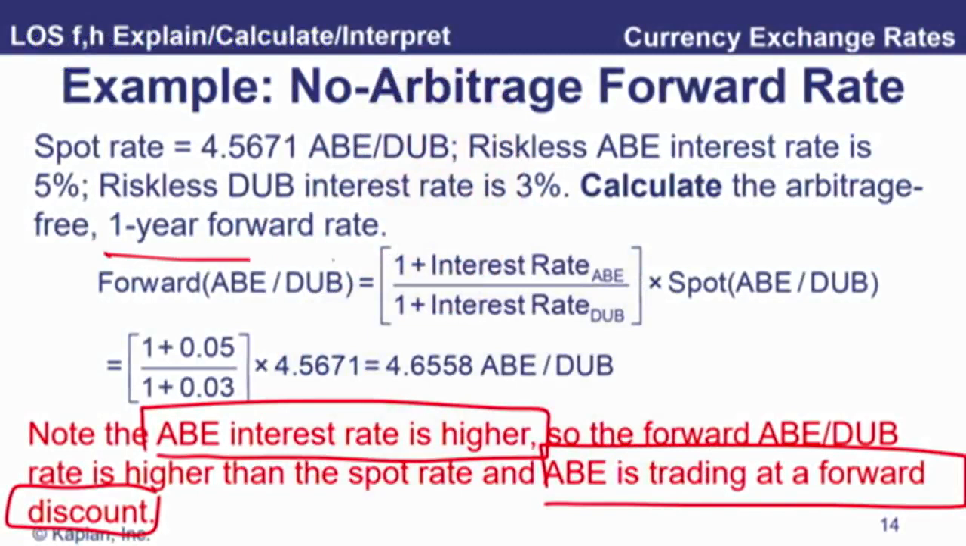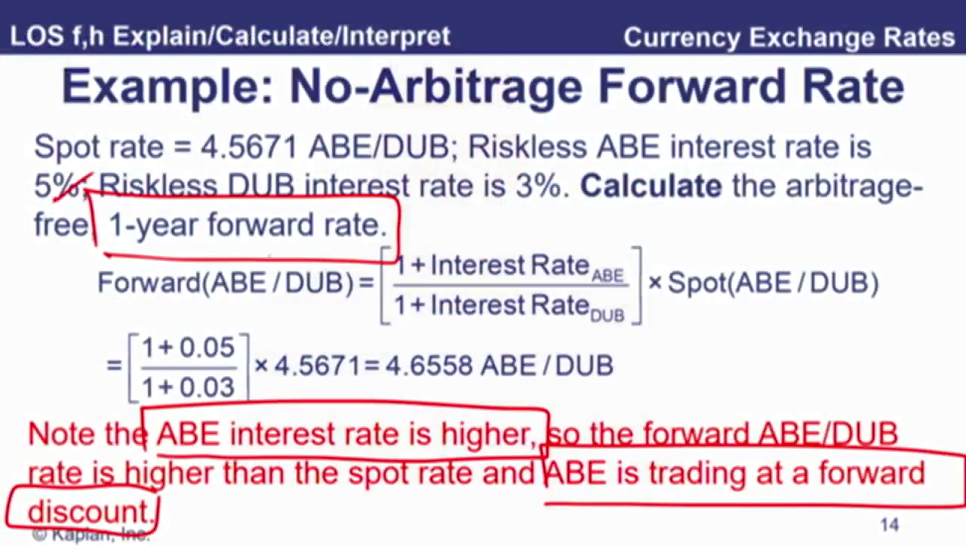Now, the other big trap is a calculation trap, and that's to do with this. I just skimmed over that, did the calculation. It was a 1-year forward rate. We always assume that we are given annual interest rates. So when they just said to me, oh, ABE rate's 5, DUB's is 3, I have to assume they are annual rates. And it was a 1-year forward rate, so all is good.